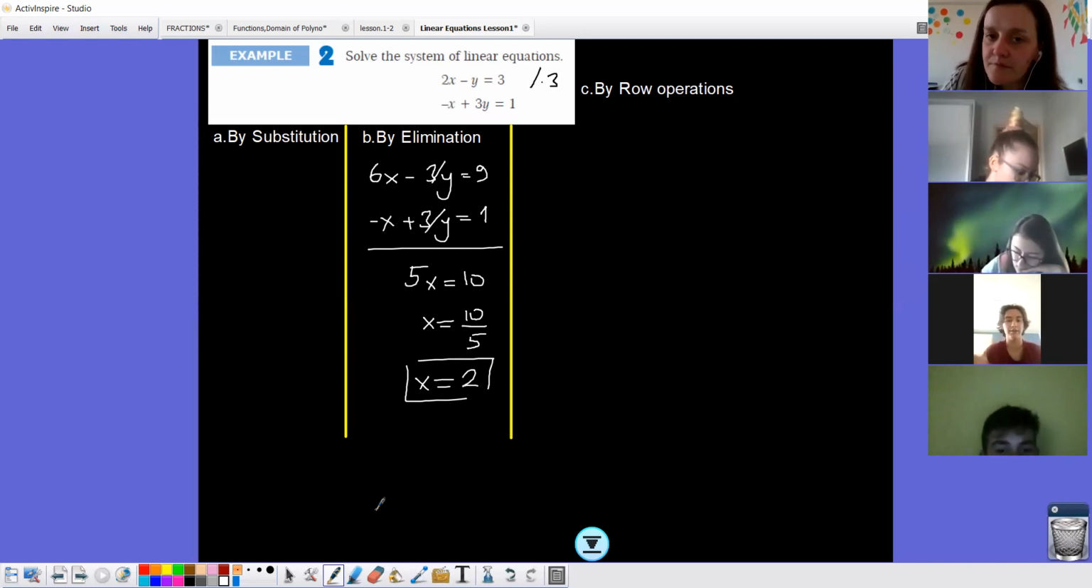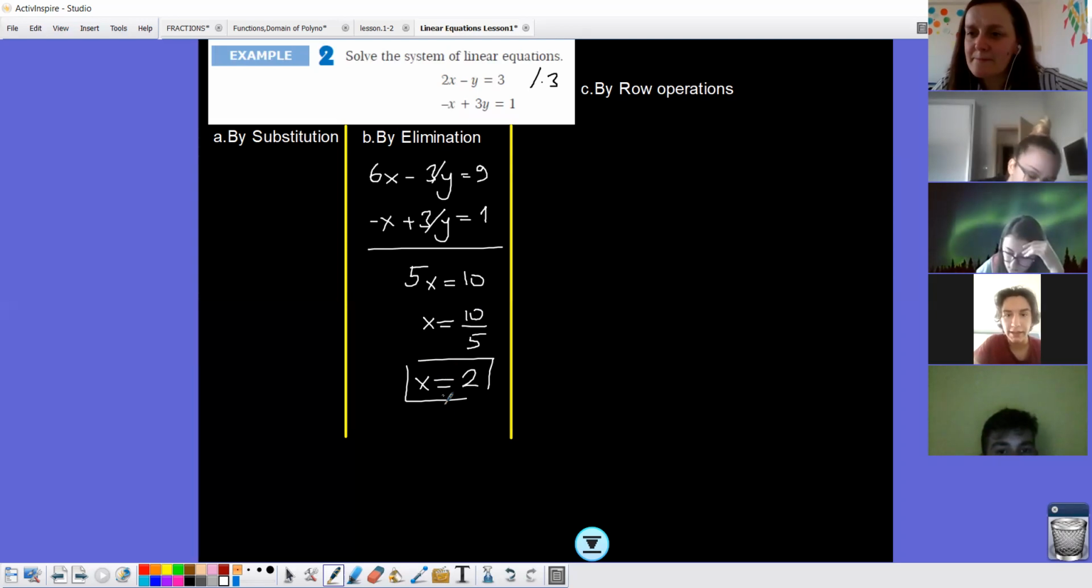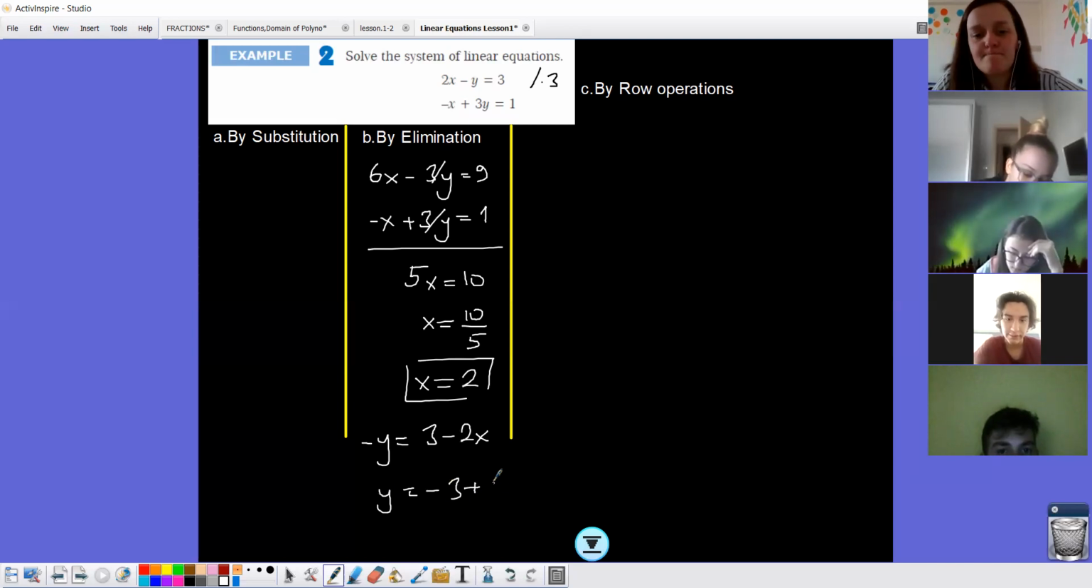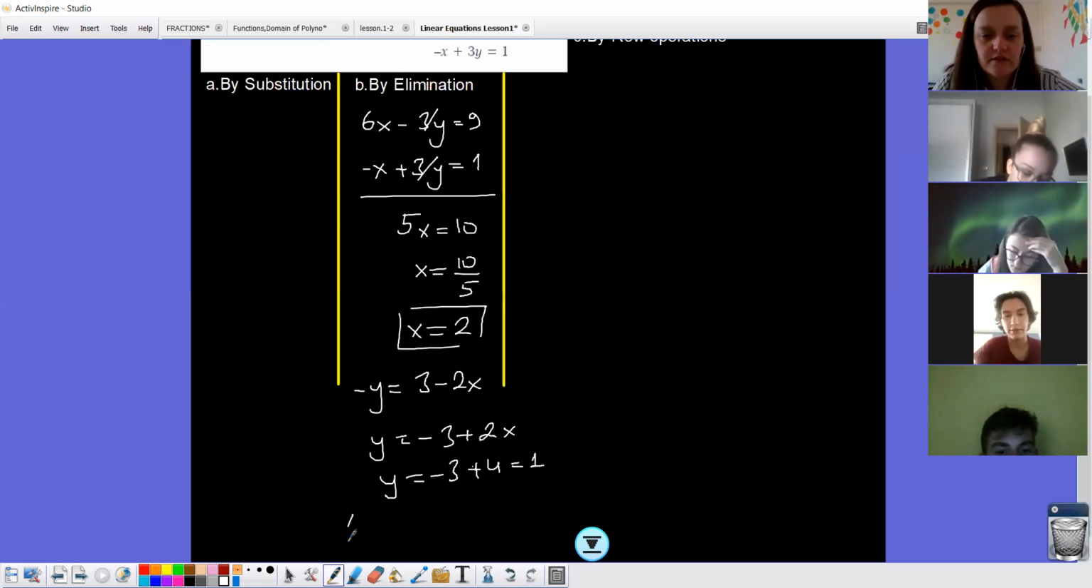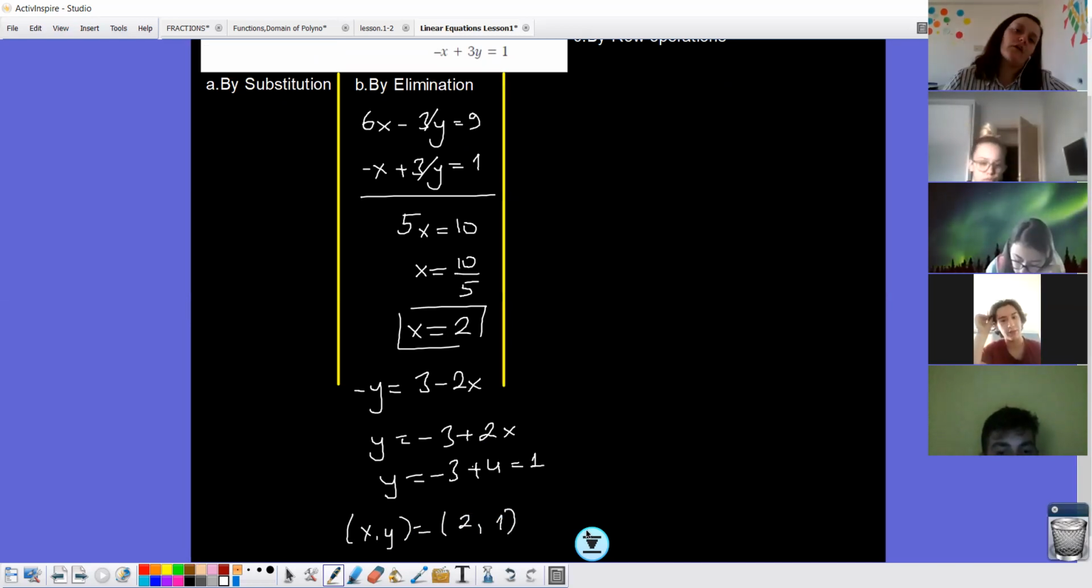Now we can, how do you say it? I forgot. Substitute, however you want. So we need to find y. Minus y equals 3 minus 2x. Y equals minus 3 plus 2x. Now y is equal to, we know x, minus 3 plus 4, that is 1. Thank you. So the solution is x is 2, and y is 1.